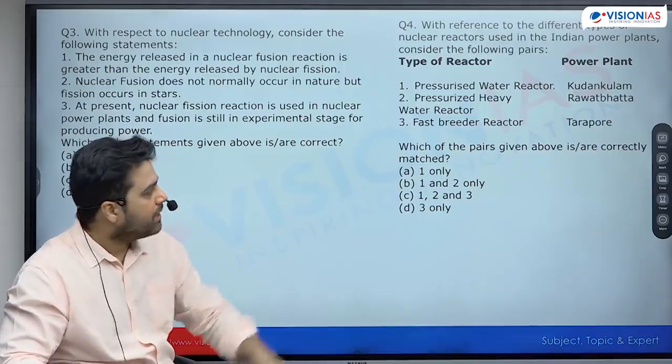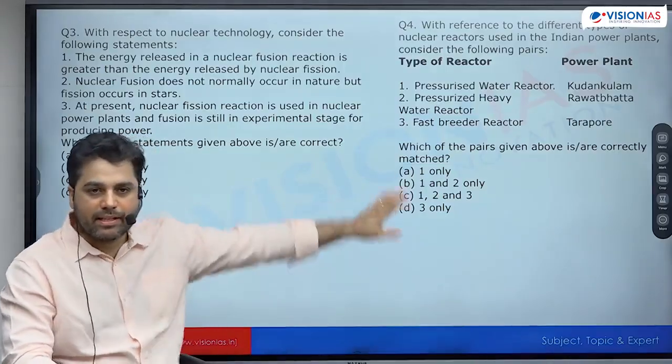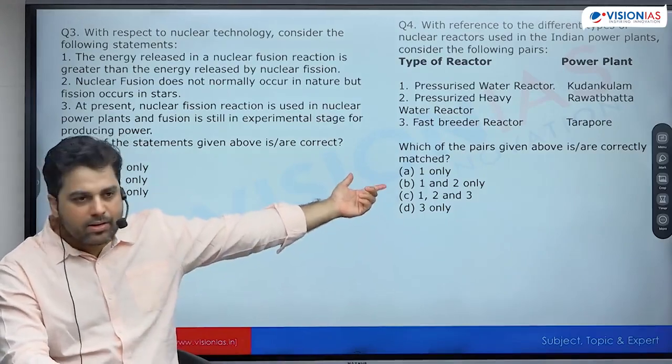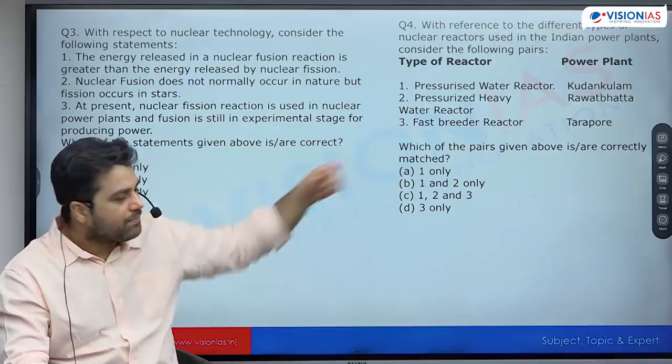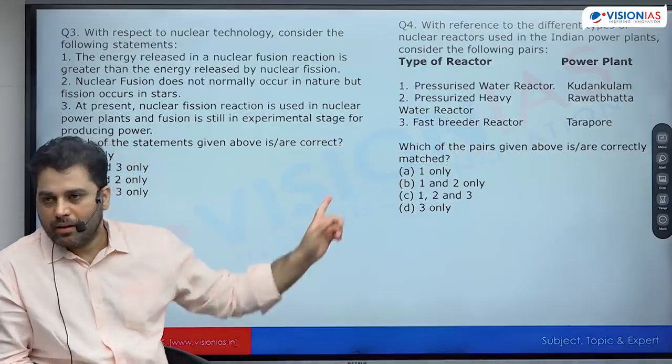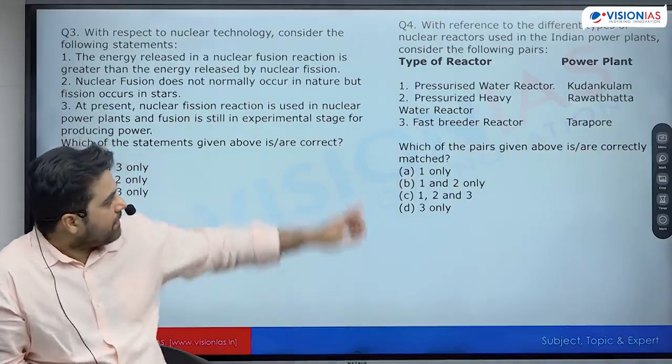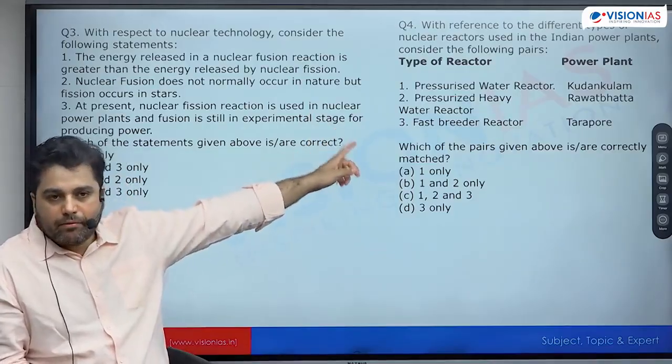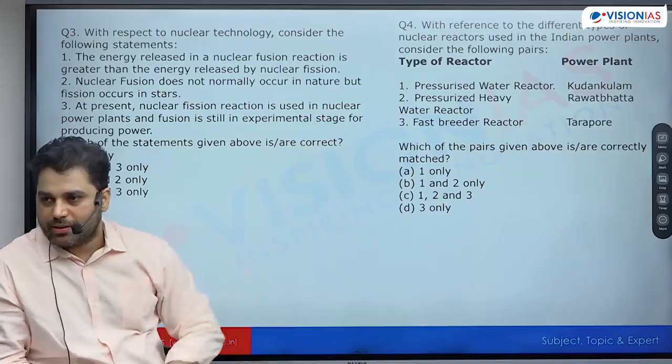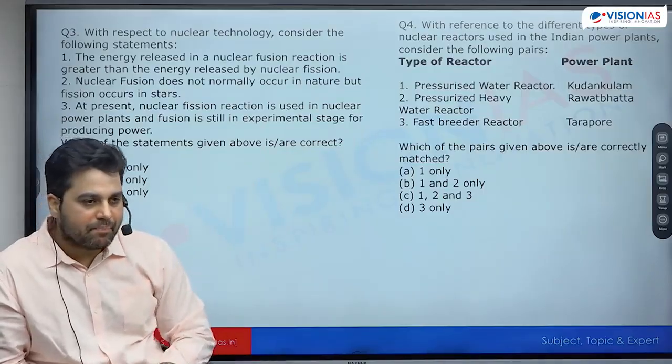Like in this question, I don't think it is 50-50. Third is wrong. We know that third is wrong. The fast breeder reactor will be at Kalpakam. I eliminate third. I know that first is true. 1 and 2 only. I know first is true. I have to know about second.